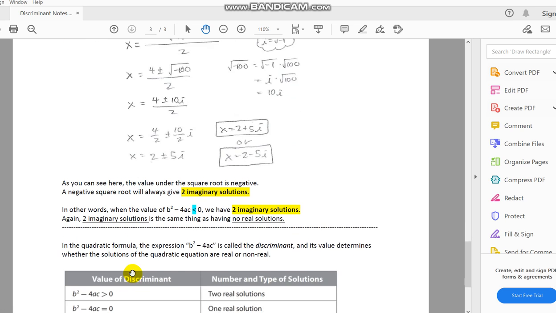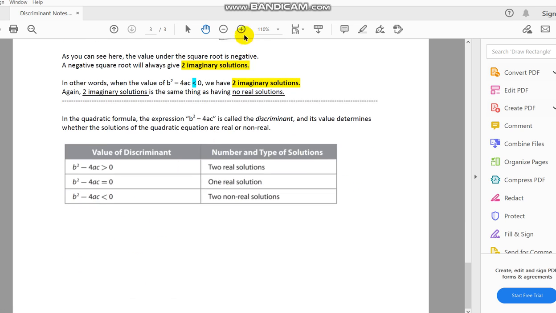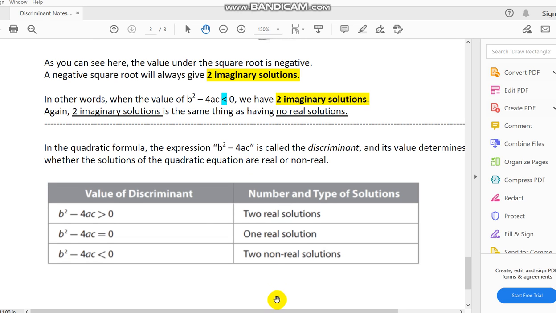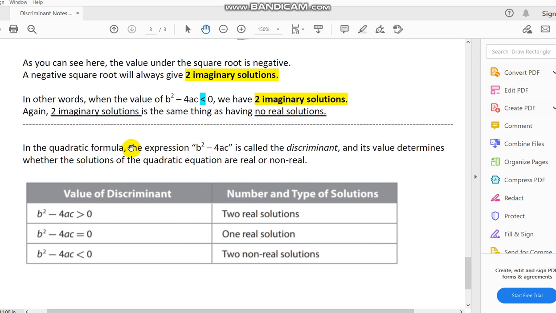Okay, now let's come down here. Now this last part that I see here. In the quadratic formula, the expression b squared minus 4ac is called the discriminant, and that's what I mentioned earlier at the beginning of the video if you didn't hear it. So that value b squared minus 4ac is called the discriminant, and its value determines whether the solutions of the quadratic equation are real or non-real. In other words, non-real is the same thing as imaginary. So as a recap, if the value under the square root is greater than 0, or positive, you're going to have two real solutions. If the value under the square root is equal to 0, you have one real solution.